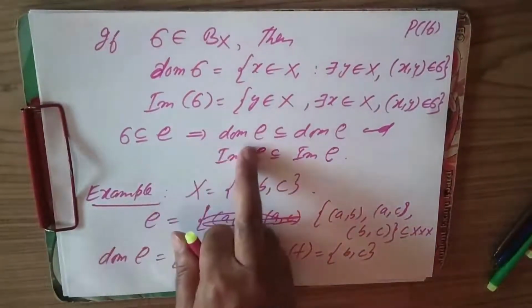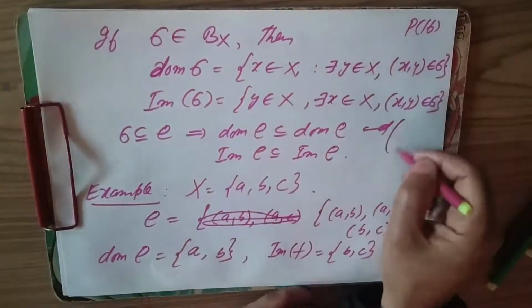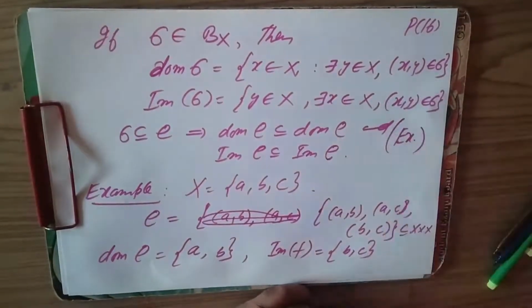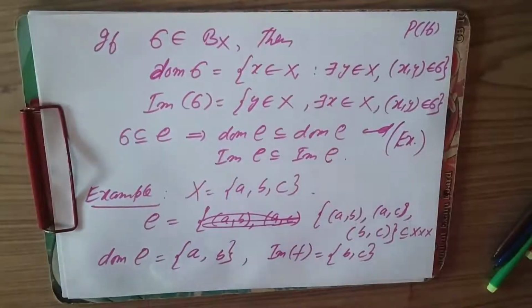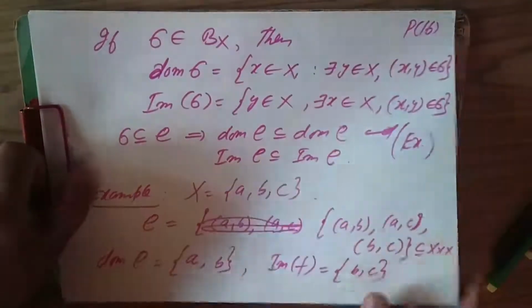And you can easily verify this: if sigma is a subset of rho, then the domain of sigma is a subset of the domain of rho. This is an exercise for you. You can easily do it. It's not too difficult to verify this.